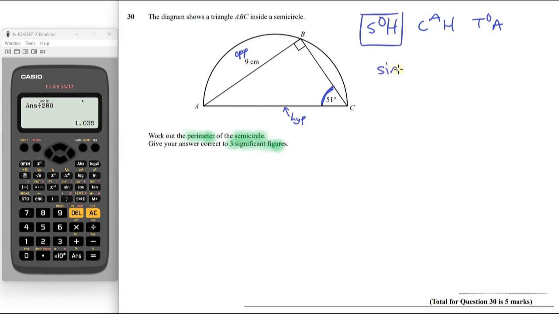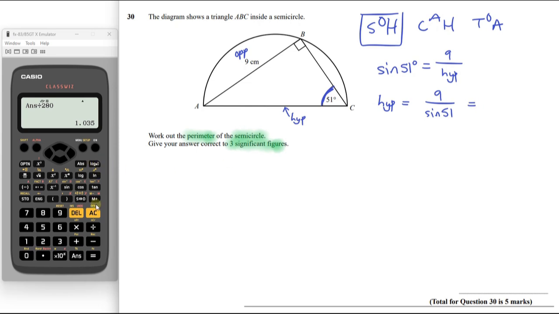So if we write this out, the sine of our angle, the sine of 51 degrees, well, that's going to be equal to the opposite, which is 9, divided by the hypotenuse. And that's the one we're trying to work out. So if we just rearrange this equation, we can say that the hypotenuse is going to be equal to 9 divided by the sine of 51 degrees. I've just rearranged this equation.